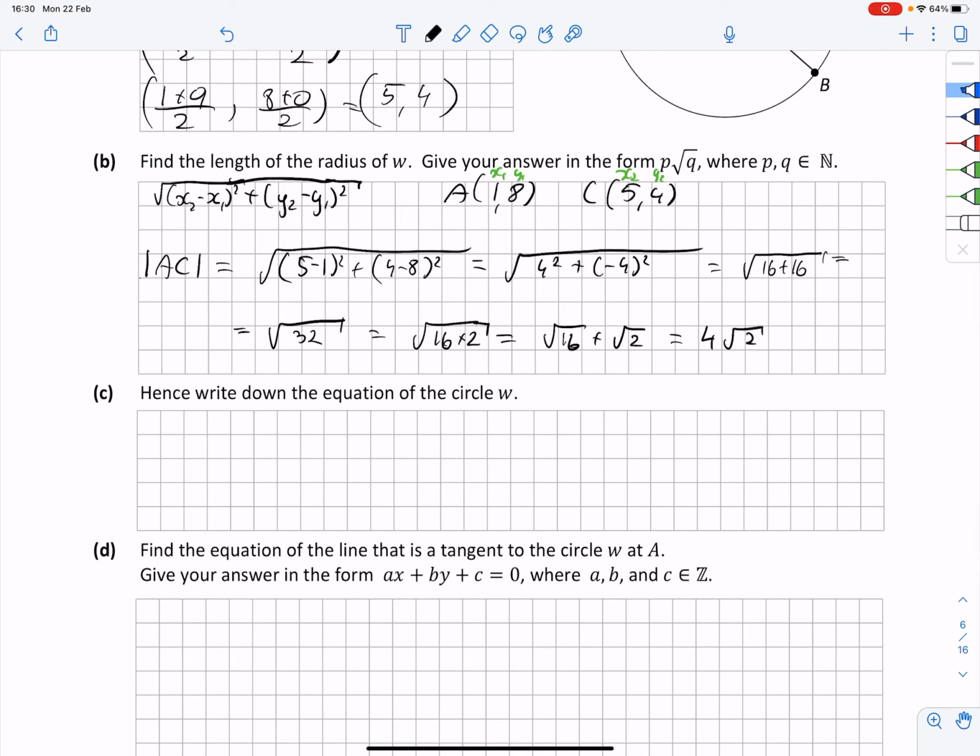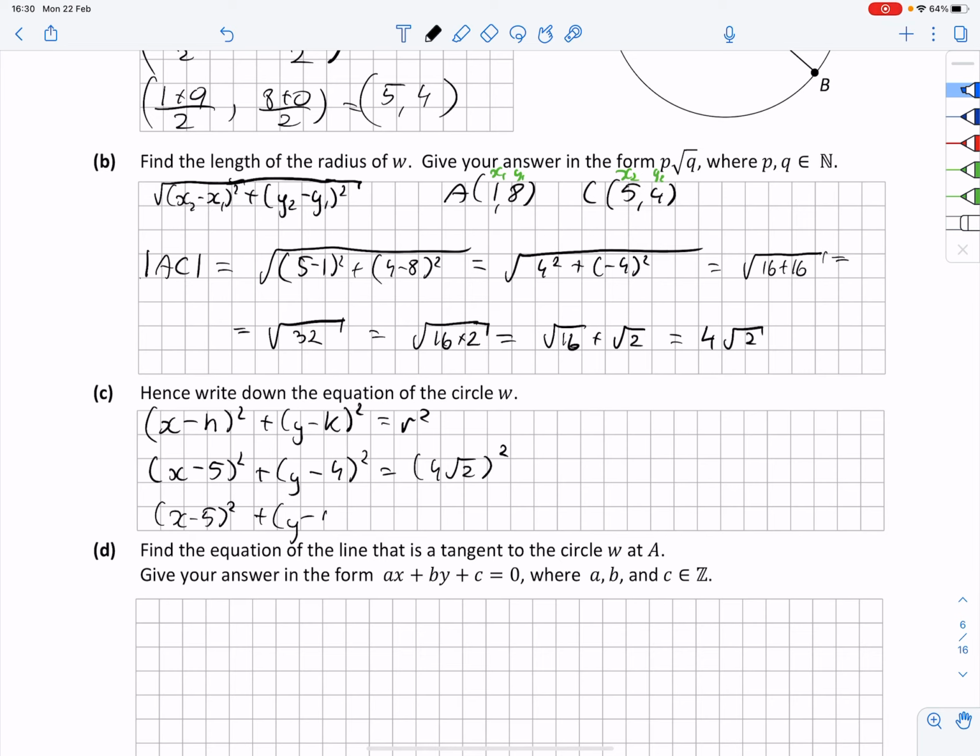So then we can write the equation of circle W, given that the equation of a circle is x minus the x coordinate of the center h, squared, plus y minus the y coordinate of the center k, squared, equals the radius squared. Substituting, we're going to get x minus 5 squared plus y minus 4 squared equals 4 root 2 squared, and that can be simplified a little bit further by saying x minus 5 squared plus y minus 4 squared equals 32 when you square the bracket out.